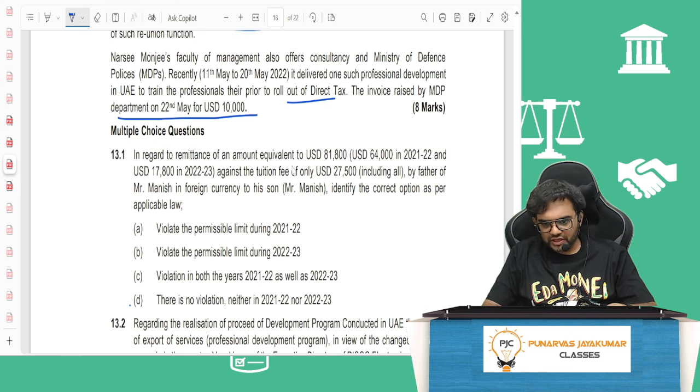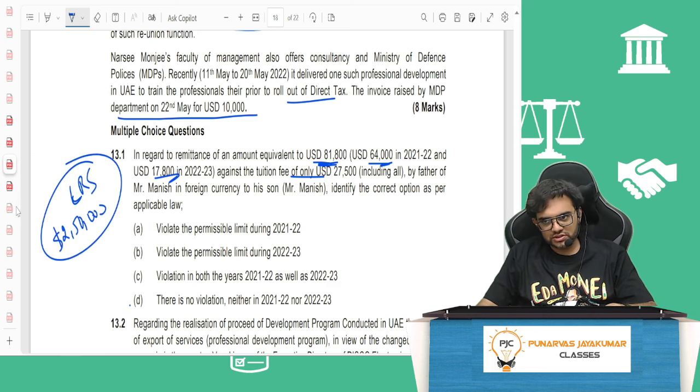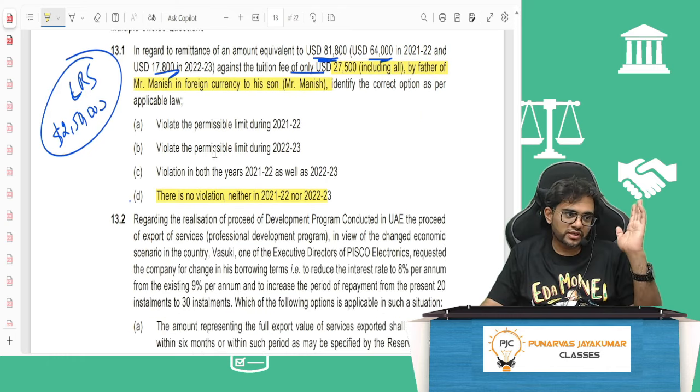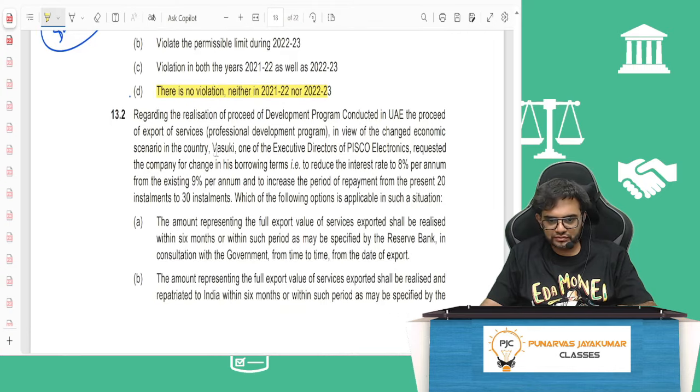With regard to the amount equivalent to 81,800, 64,000 and 17,800 against tuition fee, is there any problem? No problem under the liberalized remittance scheme. You can transfer up to 2,50,000 US dollars. No tension. There is absolutely no violation. I don't care how much you actually spend. You can transfer up to 2,50,000, no problem. In fact, beyond that also you can transfer if it's under education.